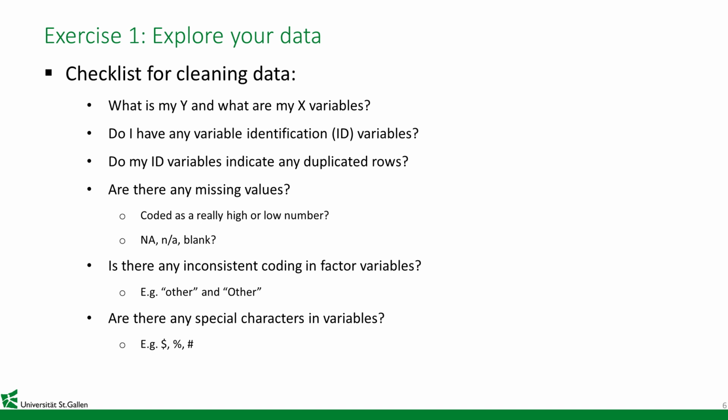The other option is that they're coded as a string, so with alphabetic letters, such as NA or simply a blank. We also need to consider whether or not there are inconsistencies in the coding of factor variables, as we saw with the example of other and other. And we also need to check, in particular our numeric variables, whether or not there are any special characters, such as a $ sign.